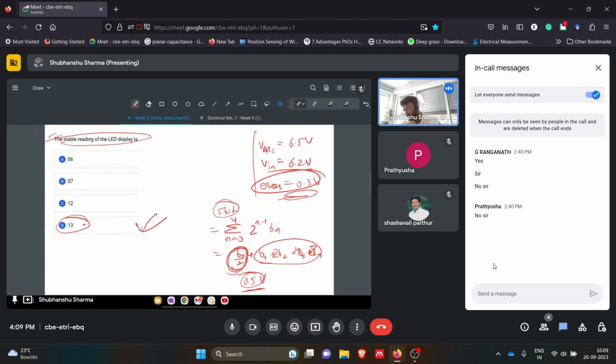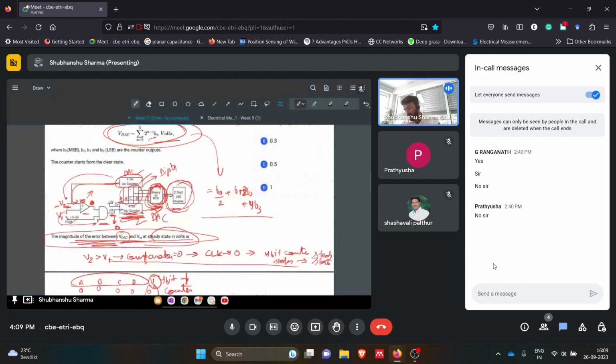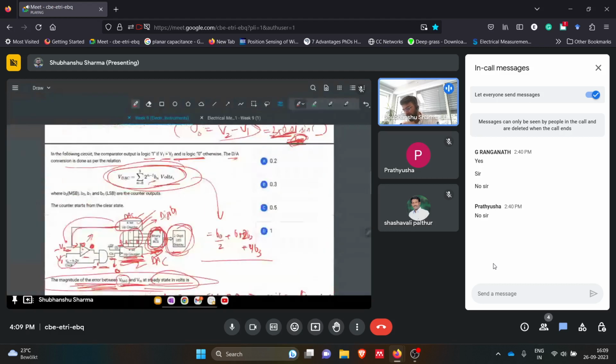So then it comes to the internal circuitry of this 4-bit up counter. If we somehow change this equation to 2 to the power n minus 2 instead of 2 to the power n minus 1, then what will happen? It will be b0 by 4, b1 by 2 plus b2 plus b3. In that case, we have much more resolution for this. That means this is 0.5 and this one is 0.25. So the minimum value which can be measured by this is 0.25 volts.